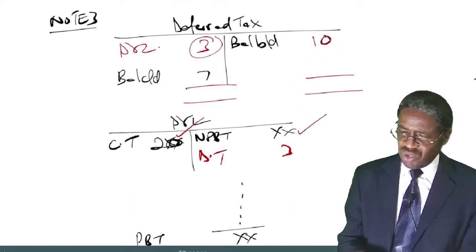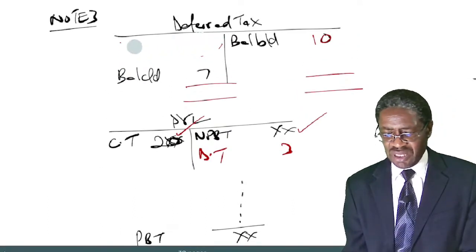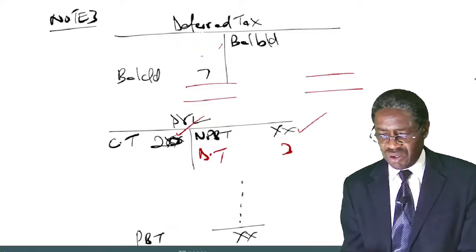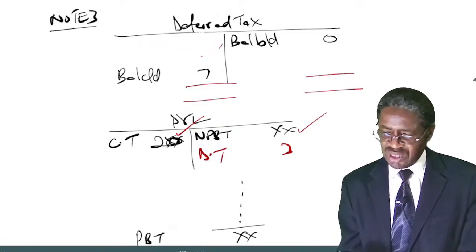Good. So let's go back to ours as it was originally. Ours, we were given a balance brought down of 0. That's what we saw. I don't know whether you had copied this account. 0.